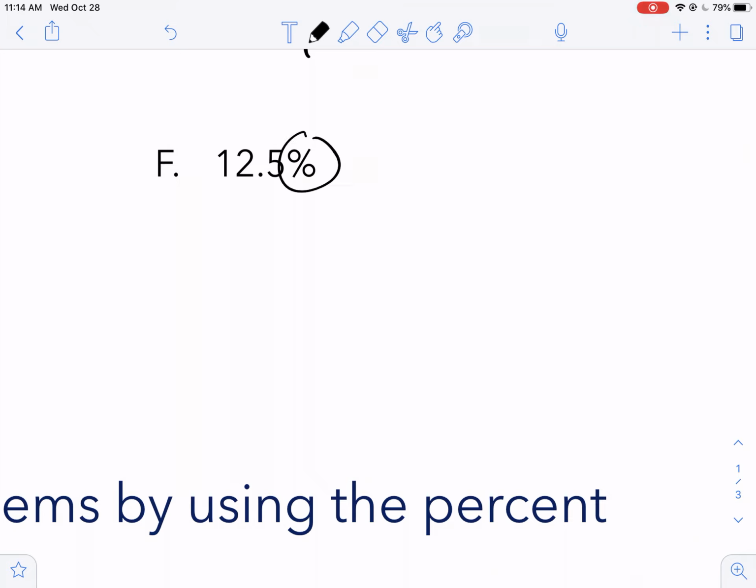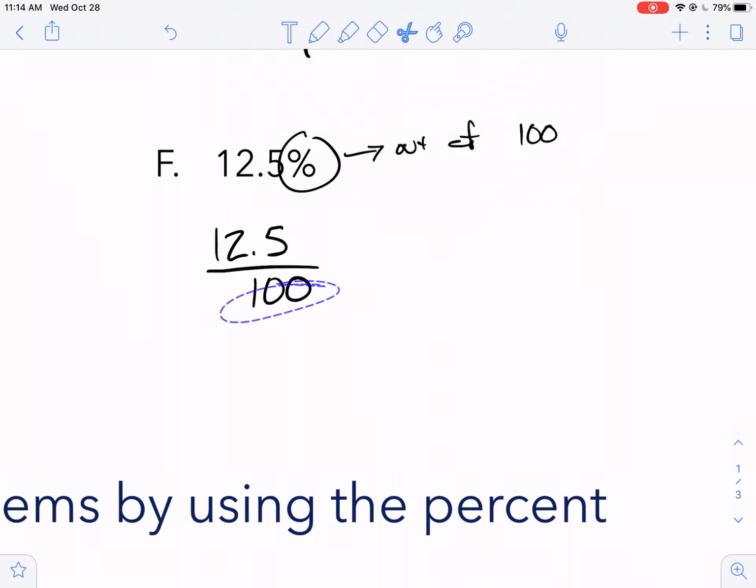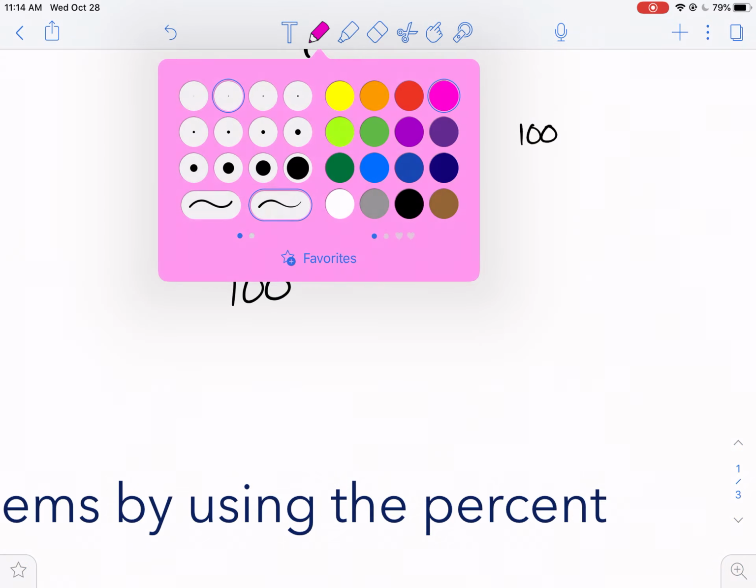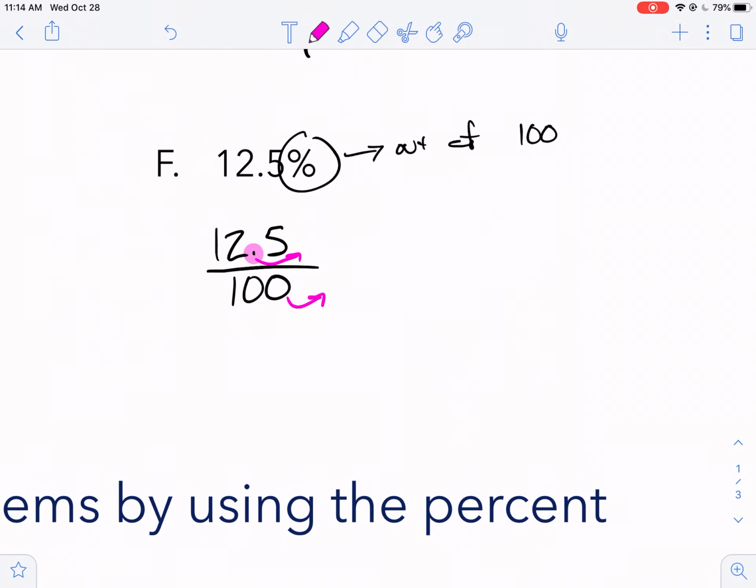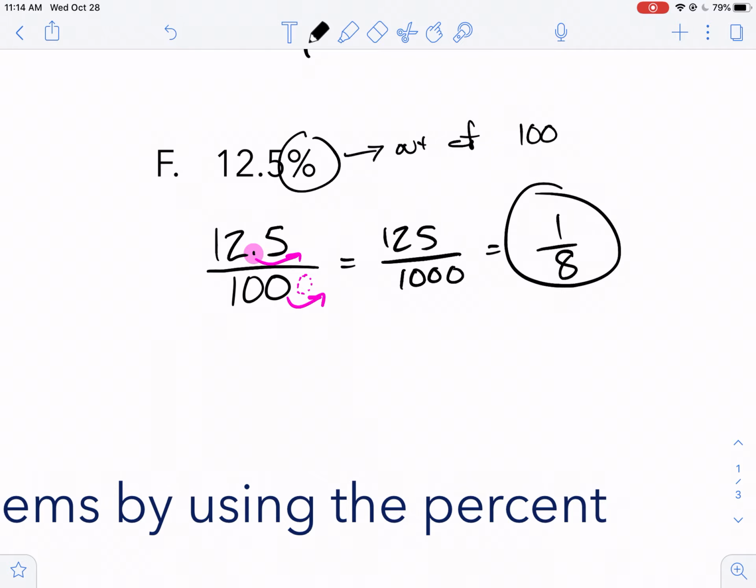12.5%. Remember, percent means out of 100. So this would mean 12.5 out of 100. However, we do not like to have this decimal here in our fraction. So instead, we're just going to take our decimal point and move it to the right 1 for each of our places, putting a little 0 in there. So that'll actually give us 125 out of 1,000. And if you want to leave it like this, that's fine. Please note that it does reduce to 1/8. How great is that?